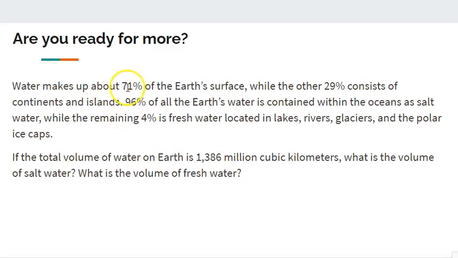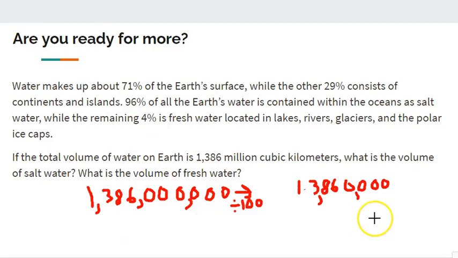One more quick one. 71% of the Earth's surface is made up of water. 29% is land: continents, islands, that kind of thing. 96% of all the Earth's water is in the ocean as salt water, which we can't drink. The rest, 4%, is in lakes, rivers, glaciers, polar ice caps. If the total volume of water on the Earth is 1,386 million, it's actually 1 and 386 billion cubic kilometers, what is the volume of salt water? What is the volume of the fresh water?